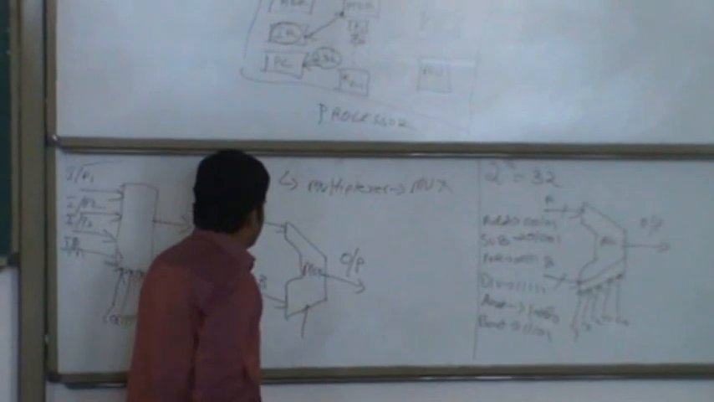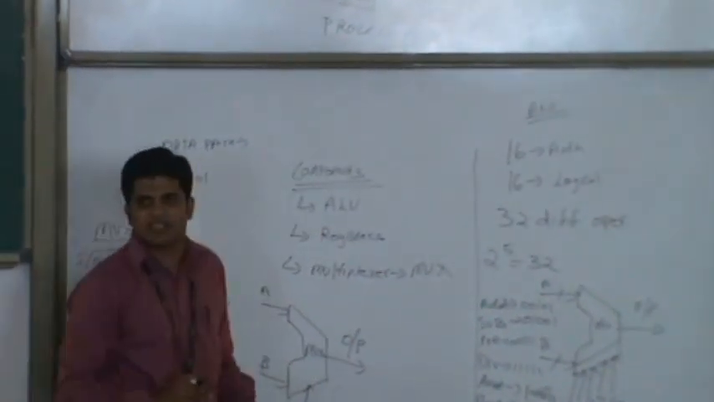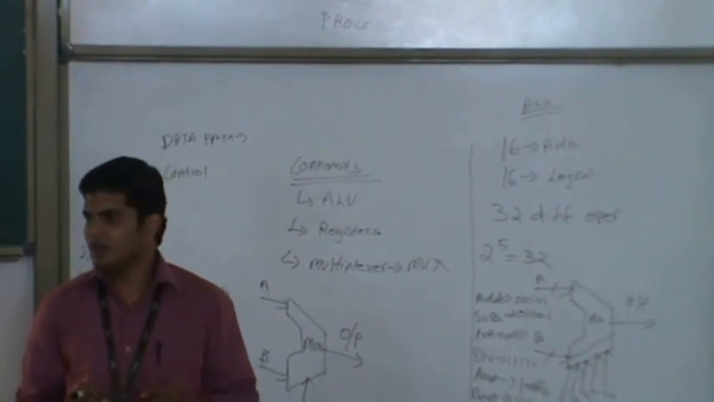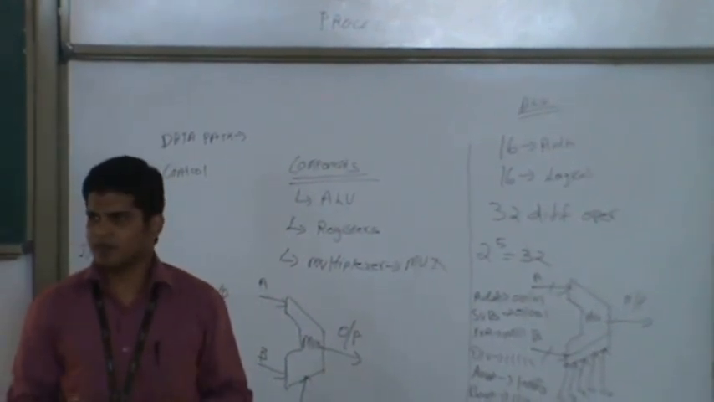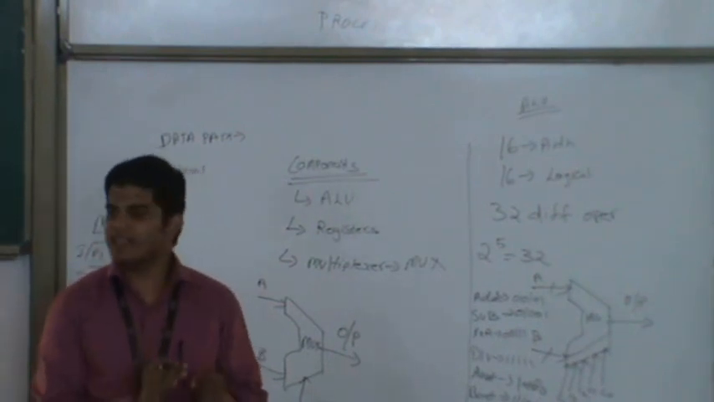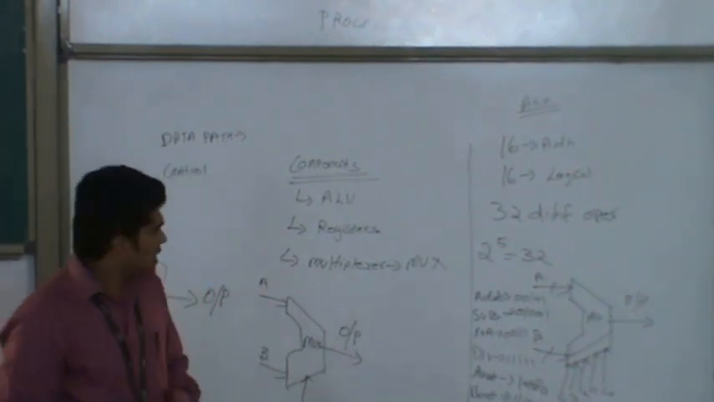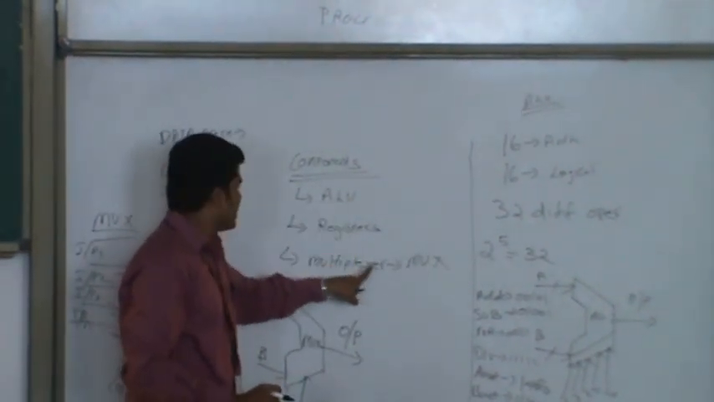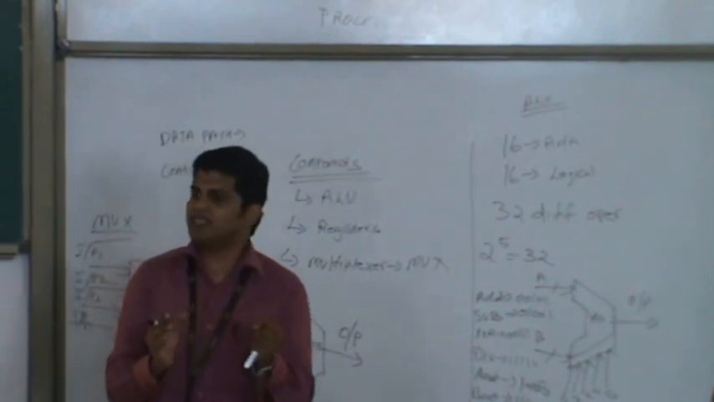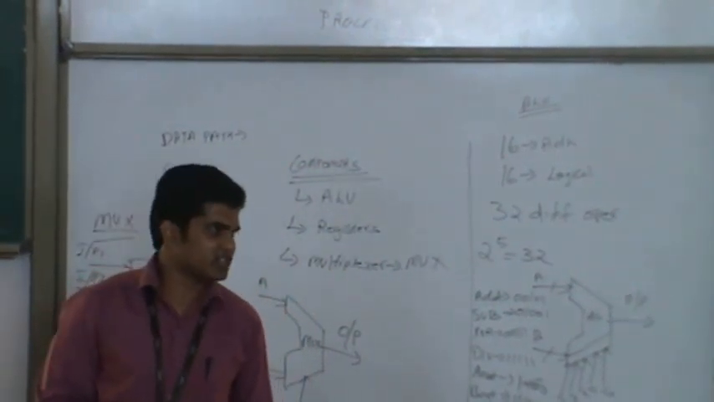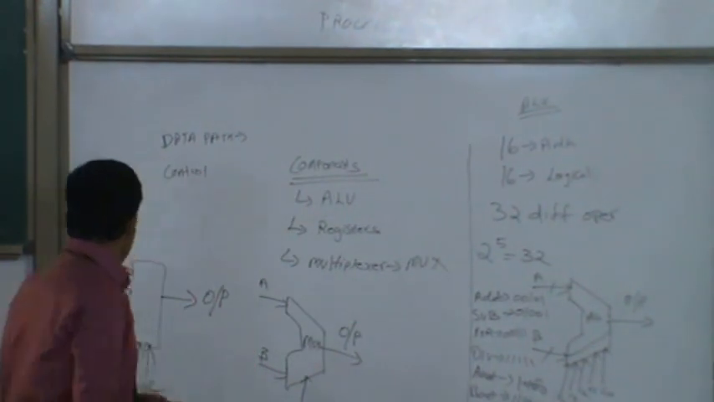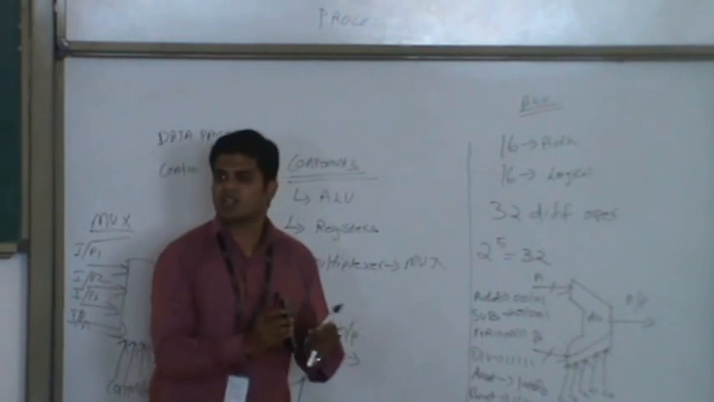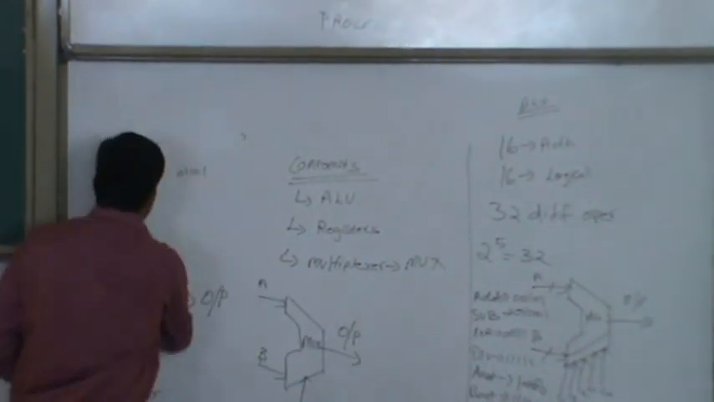And we also have the third component called the register. As we know, registers are the place that store the data on the ALU side, on the processor side. So keeping all these components, ALU, register and multiplexer, we will build up a typical data path architecture. As we know that the ALU is the core or the heart of the processor, we will start with the ALU.